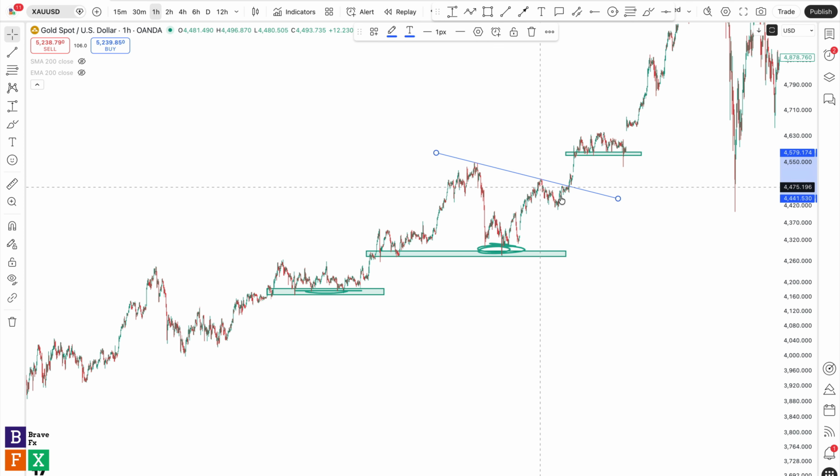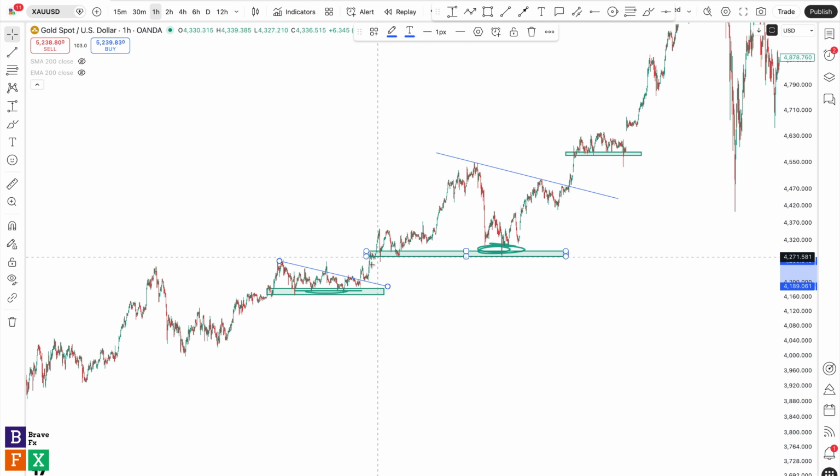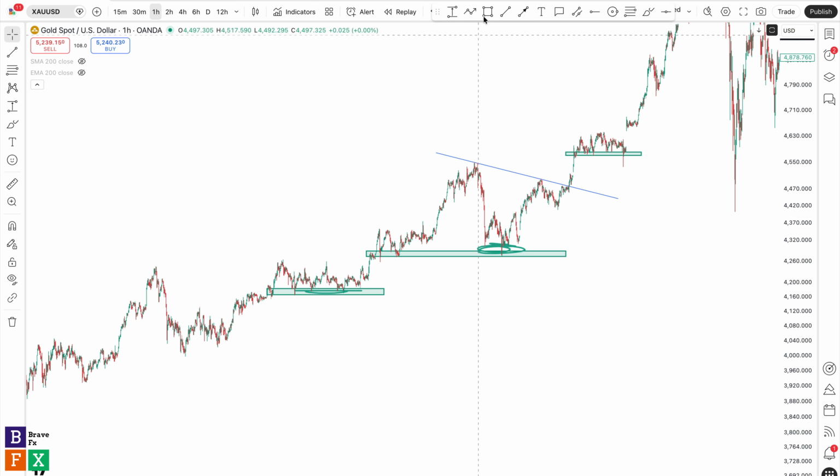So you can see one over here. You can see we have another one over here like this, right? So this can even go in two ways, right? So this could be a descending triangle, the bullish breakout and retest, or this could be a simple area of resistance for a breakout, right?